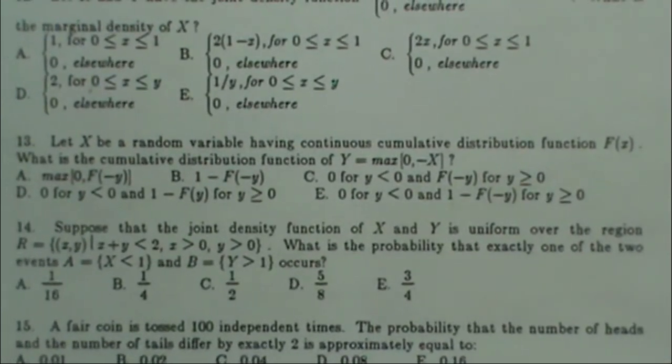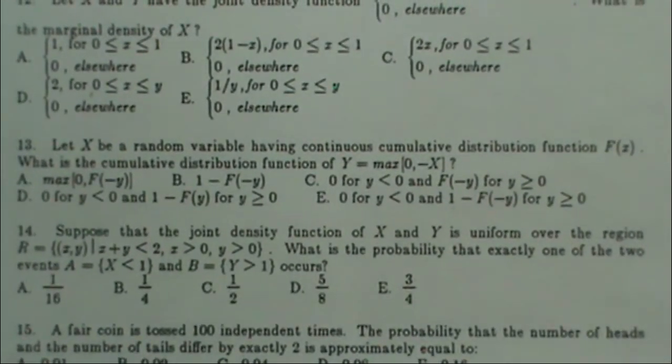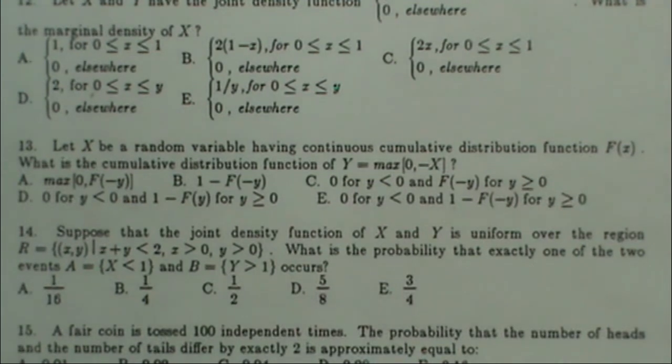Number 13, let x be a random variable having continuous cumulative distribution function, capital F of x. What is the cumulative distribution function of y, which is equal to the max of 0 and minus x?